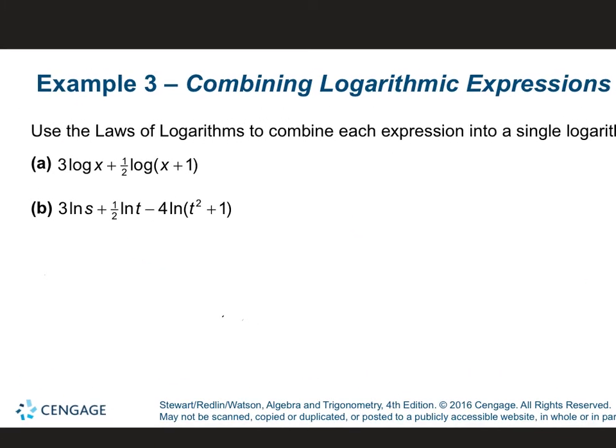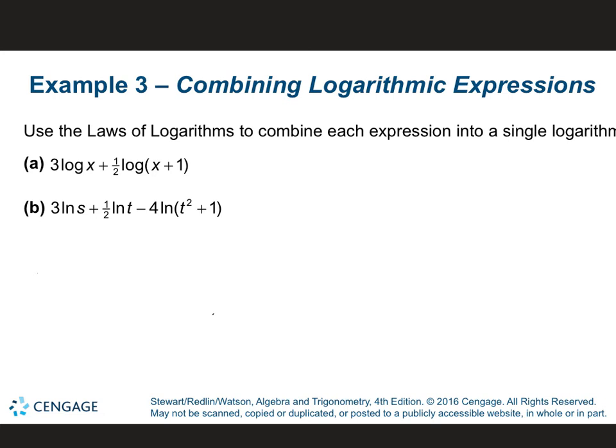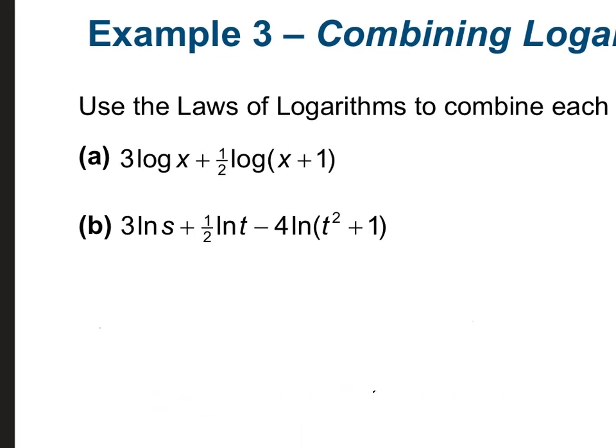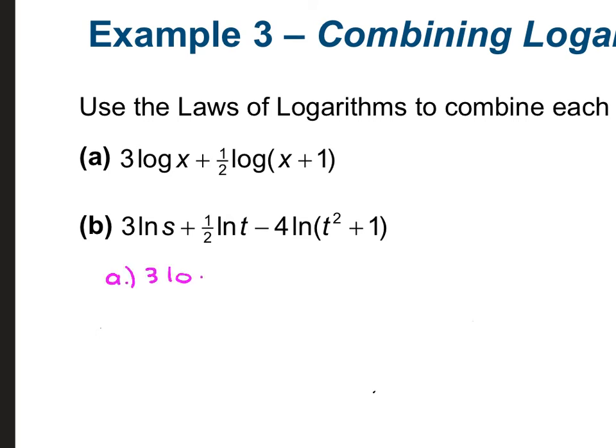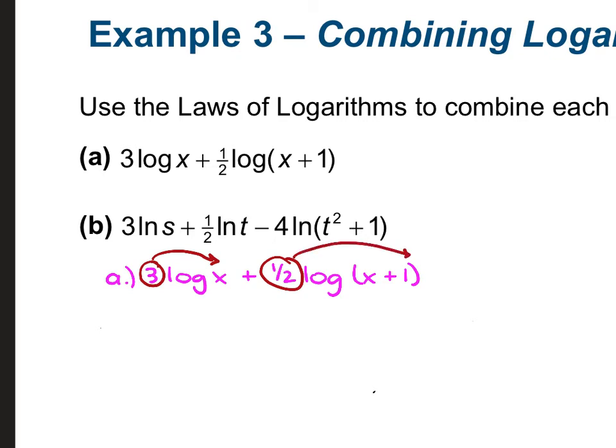For our next example, we are using the laws of logs to combine each expression into a single logarithm. So we're using what we did and we're just now working backwards. So for A, we have 3 log x plus 1/2 log x plus 1. Now, you have a 3 and a 1/2 that's in front of the log. So they become powers on these terms.